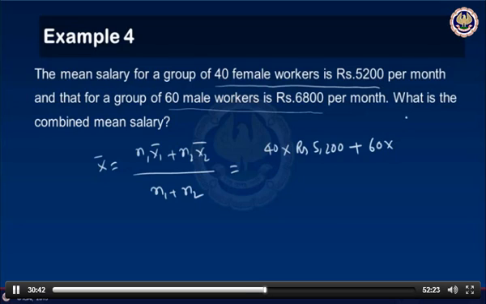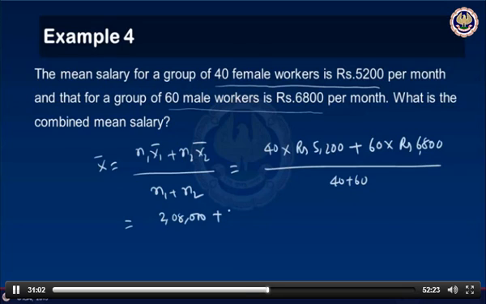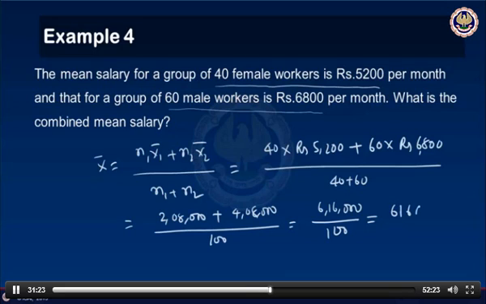that is 60 into rupees 6800, and the total value is 40 plus 60. Now this 40 into 5200 will be 2,08,000, and this will be 60 into 6800, this is 4,08,000, and 40 plus 60 is 100. If you sum up these two values, this is 6,16,000 by 100, which is equal to 6160, the combined average salary of female and male workers.